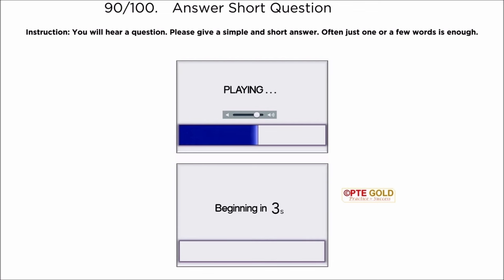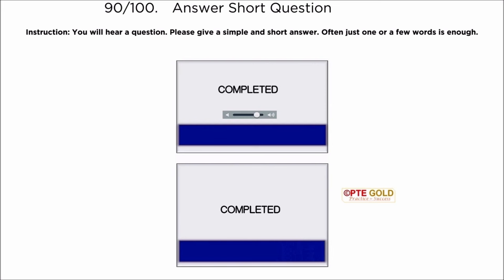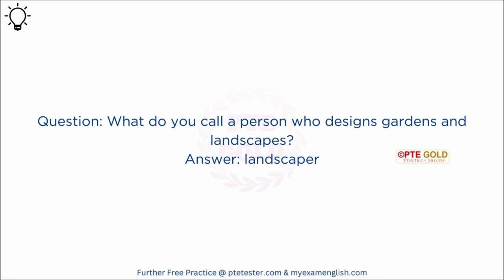What do you call a person who designs gardens and landscapes? Landscaper.